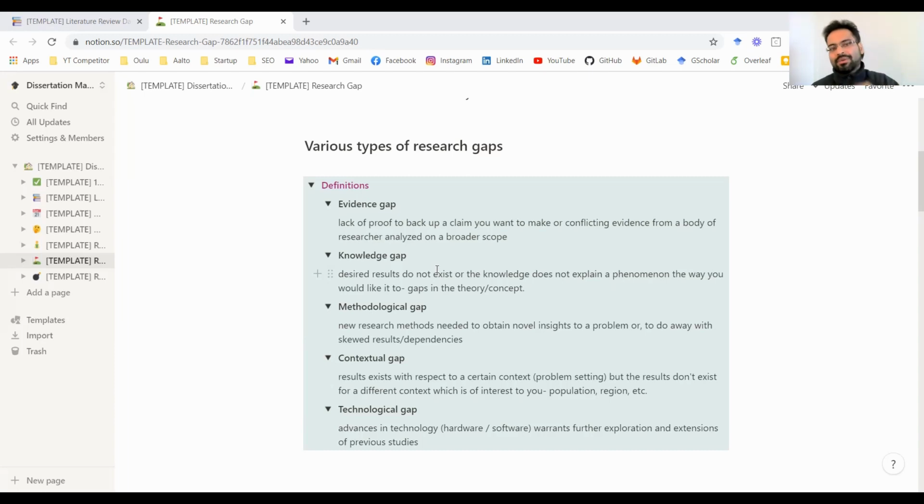So if you change the way a problem is solved, you get new results, which would be better than the previous ones in some reference, such as they're no longer skewed, they are more statistically significant, and so on and so forth. Next up is the contextual gap.